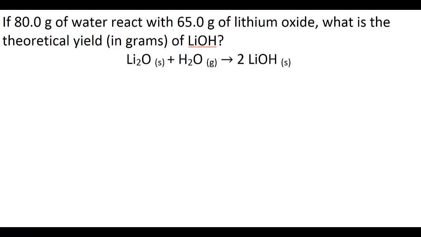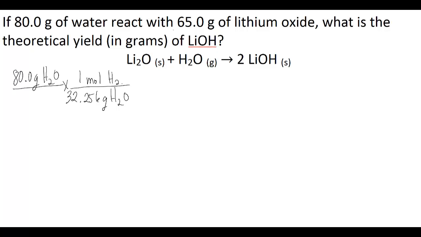So we're given 80.0 grams of water, and you want to get from grams of water to moles of water to relate the two reactants to each other. You always have to relate things through moles. So the molar mass of water is 32.256 grams of water for 1 mole of water.